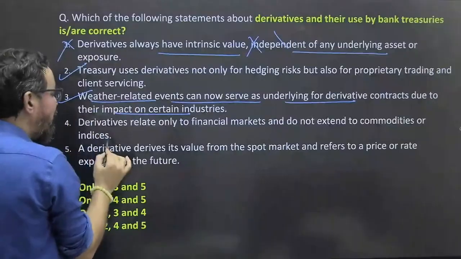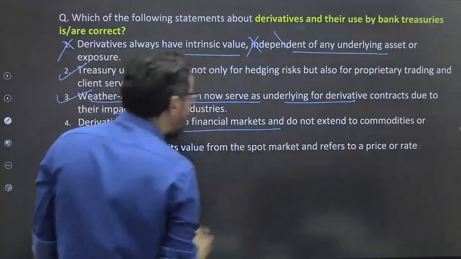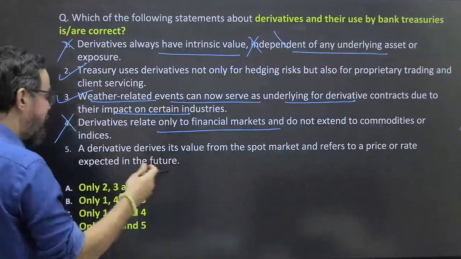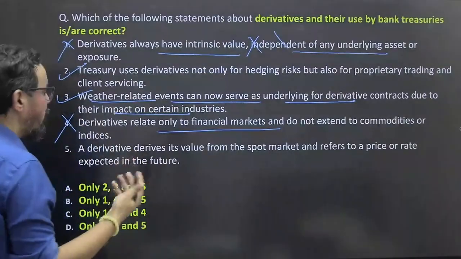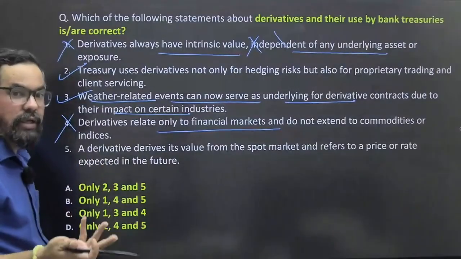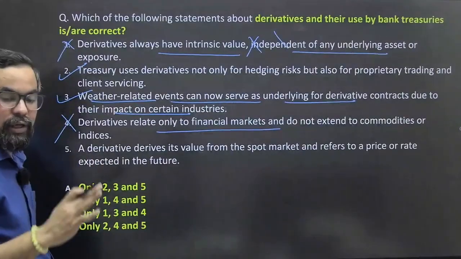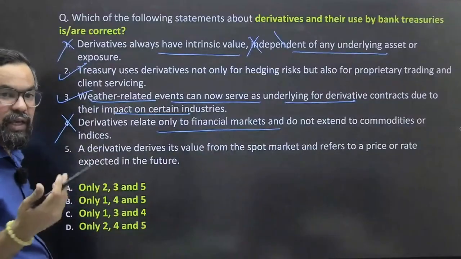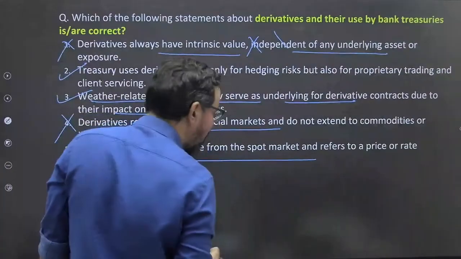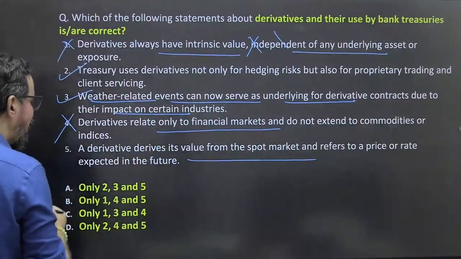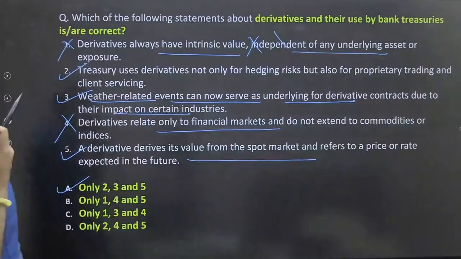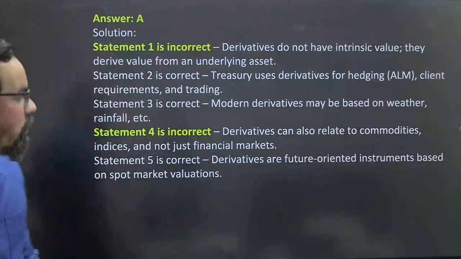True. Derivatives relate only to financial markets and do not extend to commodities. We do have commodity derivatives and index derivatives. Commodity derivatives like gold, silver, lead, zinc, even agriculture commodities like guar gum and turmeric. And indices like Nifty, Sensex and others. A derivative derives its value from the spot market and refers to a price or a rate expected in future. So 2, 3, 5 means option A should be the right answer. Correct? Very good. Next one.